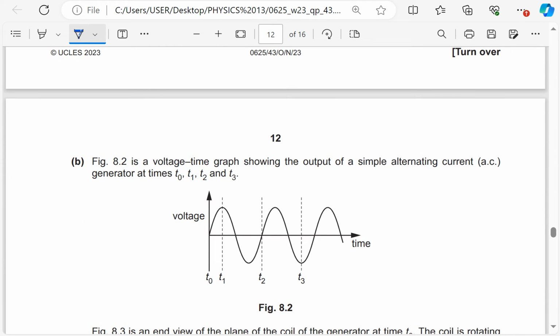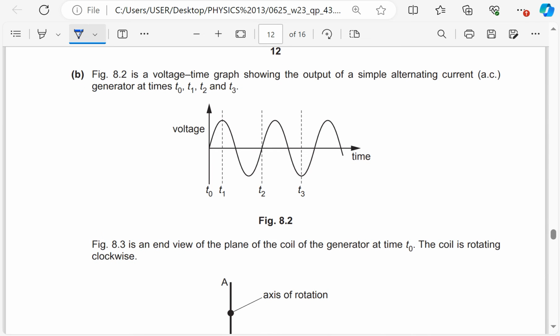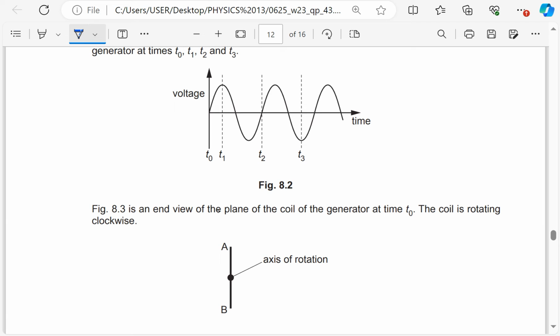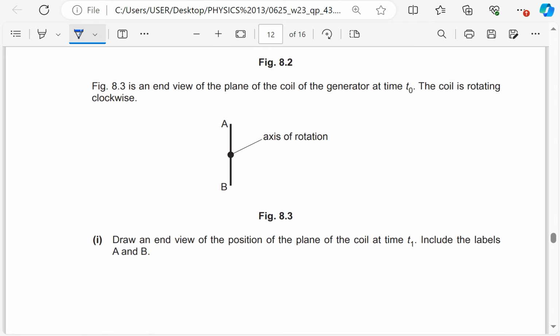Then figure 8.2 is a voltage time graph showing the output of a simple alternating current generator. It's a simple AC generator at times t equals to 0 to T1, T2, and T3. The figure is an end view of the plane of the coil of the generator at time t equals to 0. The coil is rotating clockwise. Draw an end view of the position of the plane of the coil at time t1, include the labels.